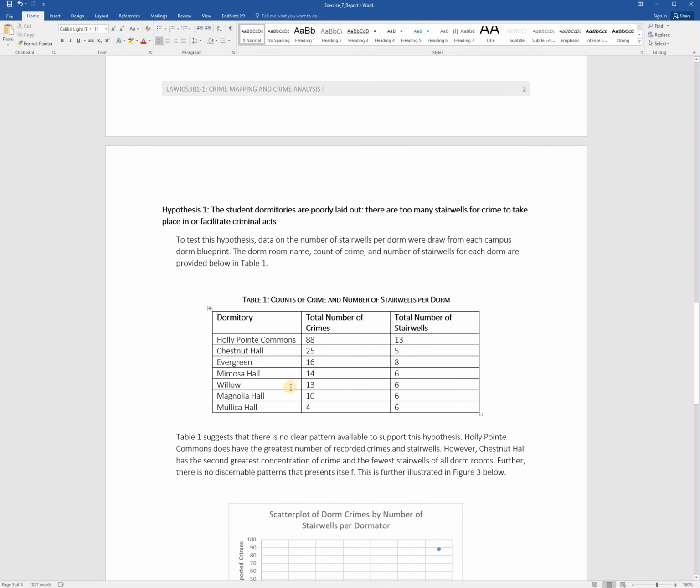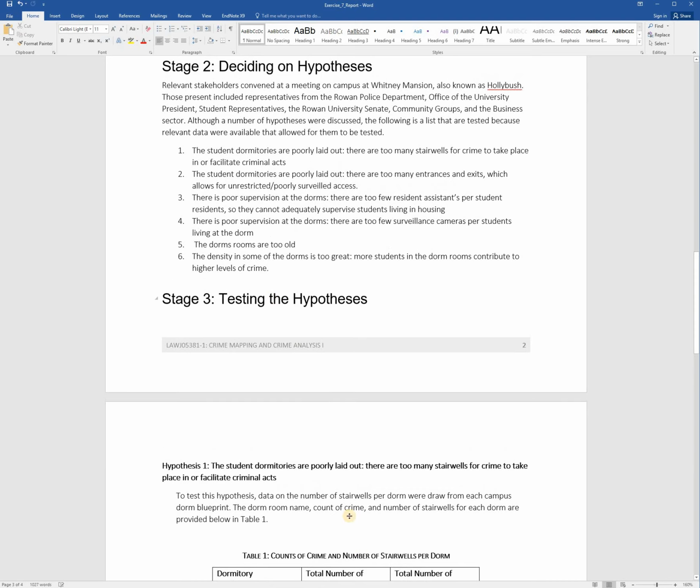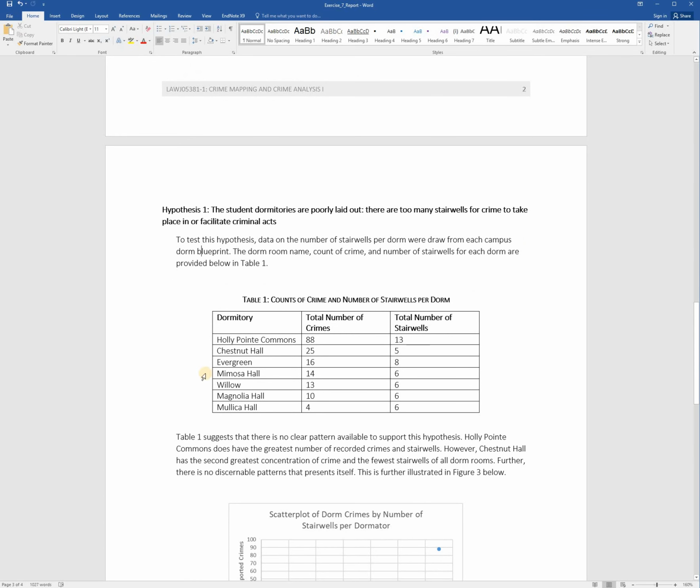So I'm expecting that you're going to provide a table with this information. Here I have the dorm rooms listed. I've got the total number of crimes as well as the total number of stairwells. For each hypothesis, I'm going to ask you to include this information. Essentially, you could just copy and paste this whole table in the sections below, and then just replace this column with whatever variable you're looking at.